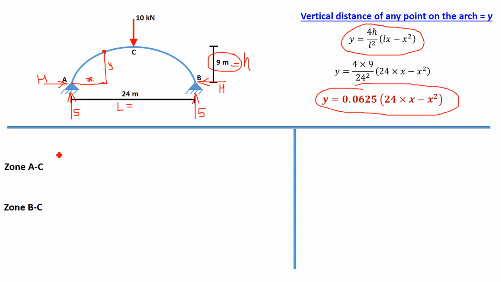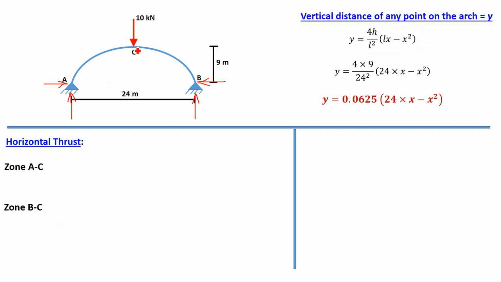Okay. Now to find out the horizontal thrust, we have to take a section and integrate that moment from the left support to the right support. Since a point load is acting on the arch, we will divide this into two zones. One zone is left, that is A to C, and the second zone is B to C, or C to B, you can write down. So A to C and B to C, there are two zones. We have to take two sections. One section is in the left zone and one section is in the right zone.